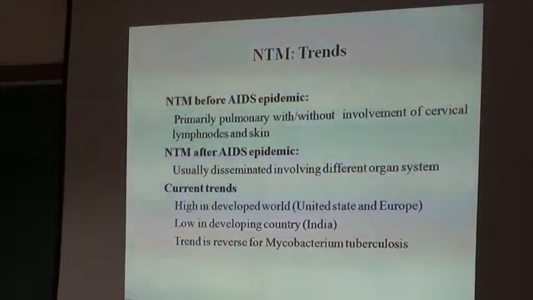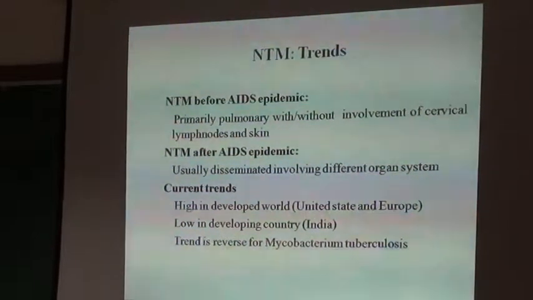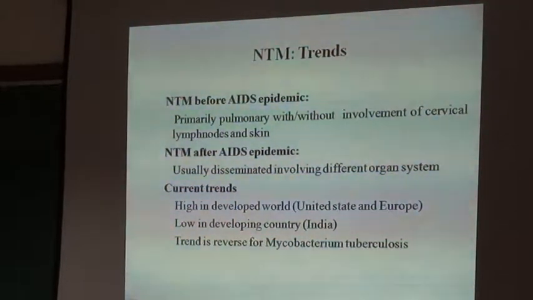Now coming to the trends of NTM infection. Before the AIDS epidemic, NTM was primarily pulmonary, with or without involvement of cervical lymph nodes. After the AIDS epidemic, it is usually a disseminated infection involving different organ systems. The current trend is high in the developed world like the United States and Europe, and low in developing countries like India. The trend is reversed from Mycobacterium tuberculosis species.